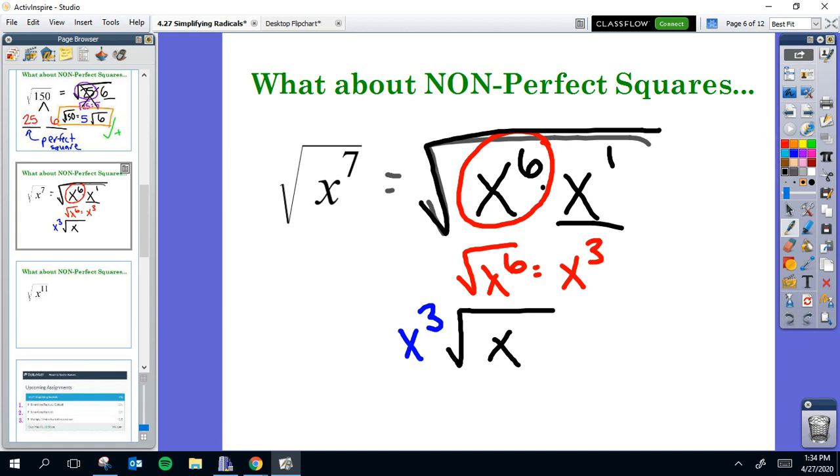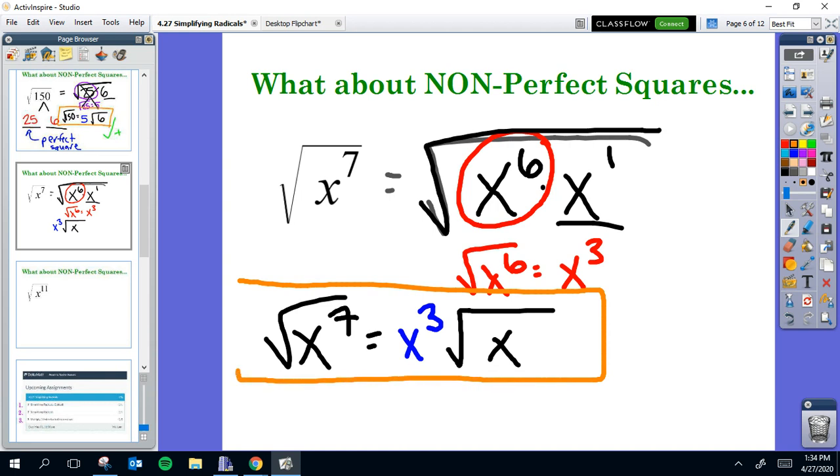So my final answer, which I will double check in 1 second, is the square root of x to the 7th equals x to the 3rd times the square root of x. All right, and there's no way to double check this on the calculator because I can't just put in an x. But I can tell you right now that this is the correct answer.